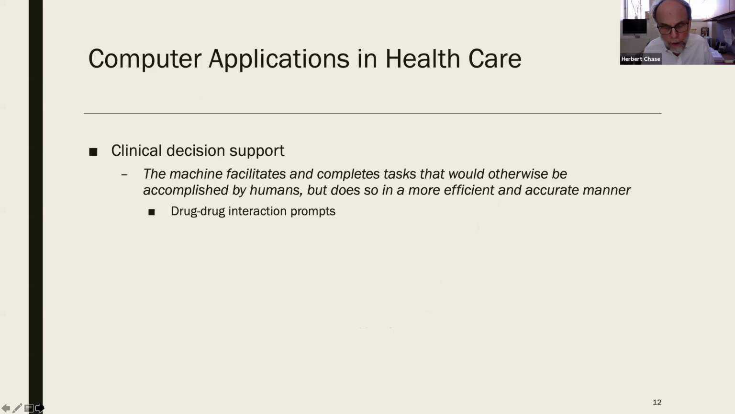The machine facilitates and completes tasks that we as humans would be able to accomplish, but it does so in a more efficient manner. So consider drug-drug interactions. I'm going to prescribe a drug to my patient, they're already taking a drug, and I ask myself, are those drugs going to interact? I could easily go to a table and look that up. But a computer can do it 100 times faster and probably more accurately. And it's not that I can't do it, and that's not AI as far as I'm concerned. That's just a computer doing a chore for me faster and better.